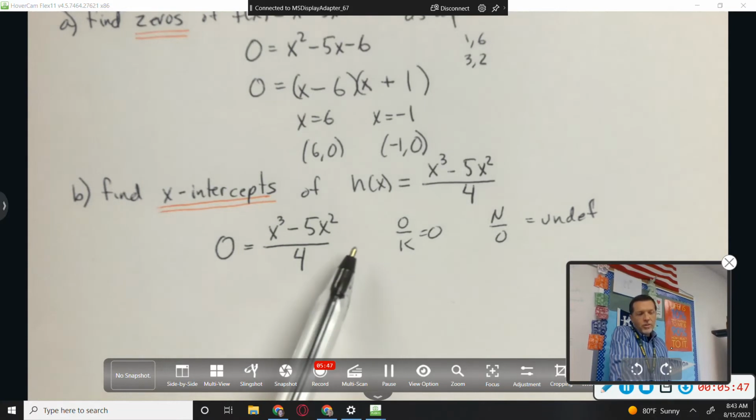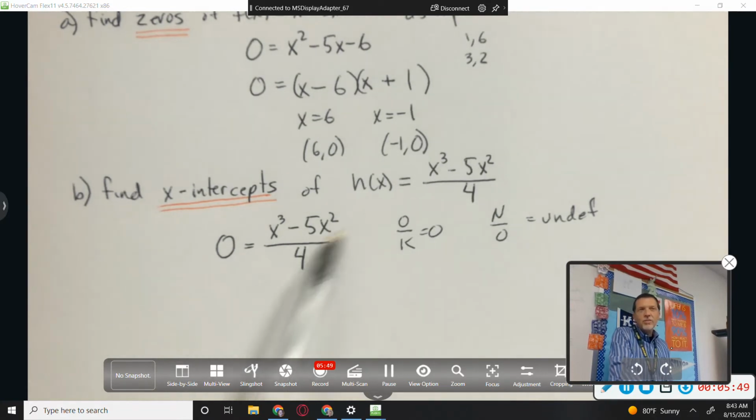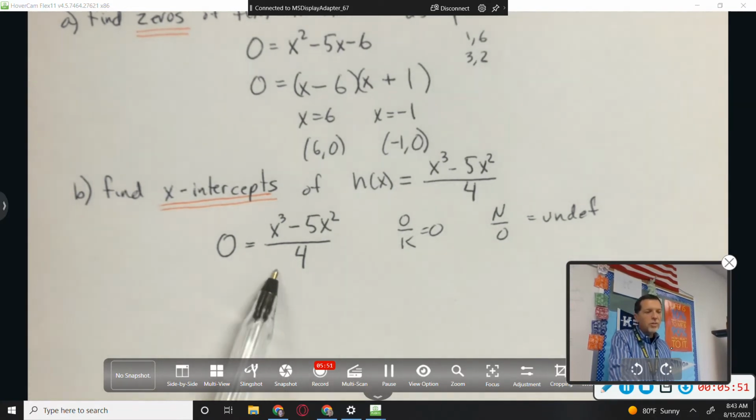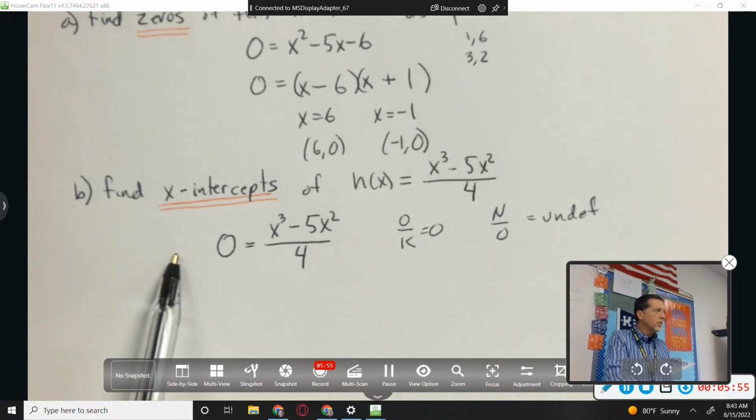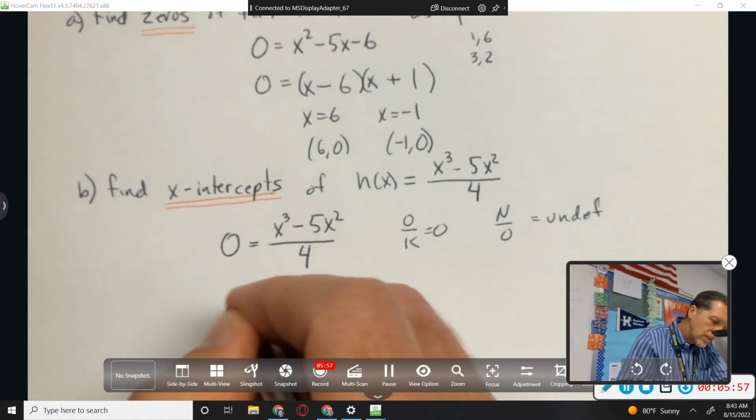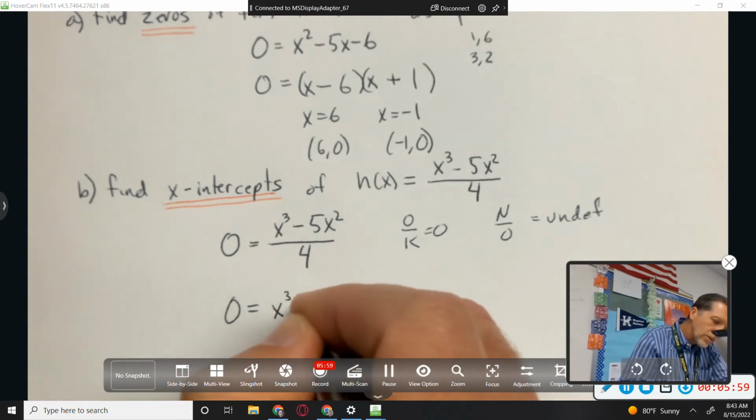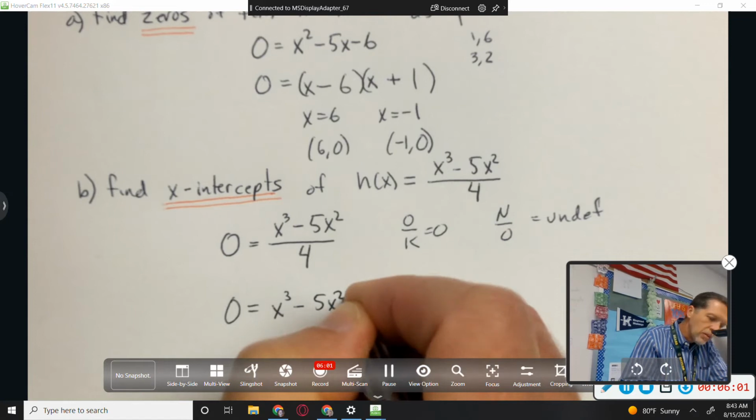Another thing you could do, that some people would do, is they'd say, well, let's clear the fraction out. So let's multiply both sides by 4. And on the other side, you'd have 0 times 4, which is 0. So either way, you're only worried about the top being 0.